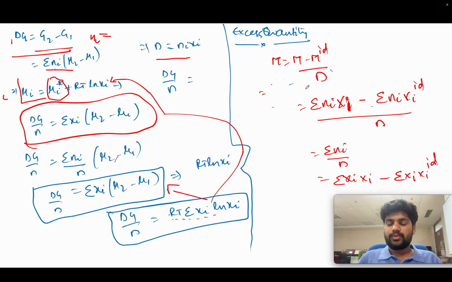So once you have that, when I come to the excess quantity, what do we mean by excess quantity? You can see that the formula for an excess quantity is M^E equal to M minus M ideal. If you see, this is the same as a residual property, where, as we discussed in the old classes, M^R equals M minus M ideal. So here also it's the same, but the residual property that we discussed came through the function of pressure, volume and temperature.